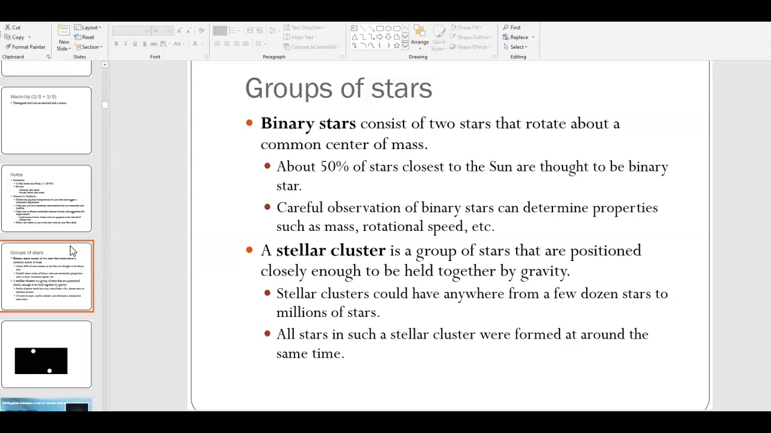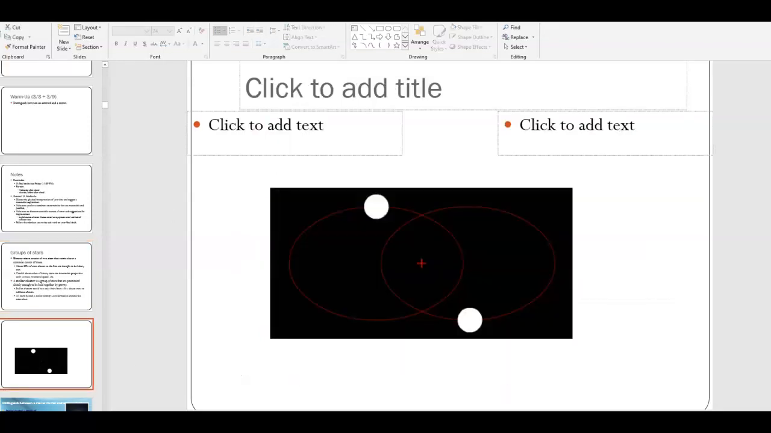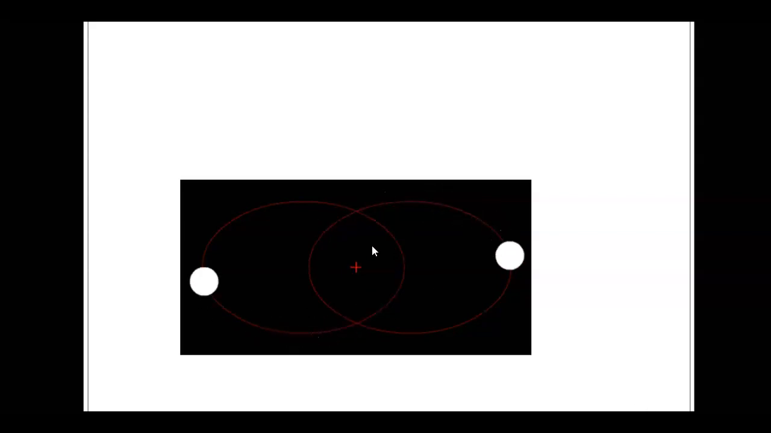So just to get a few definition-y vocabulary things out of the way, you have binary stars and stellar clusters. A binary star is basically where you have two stars that rotate about a common center of mass. We think, at least the last time I made this PowerPoint, we thought that about half of stars closest to the sun are binary systems. That would look something like this. Okay, where you can see two stars orbiting a common center of mass.